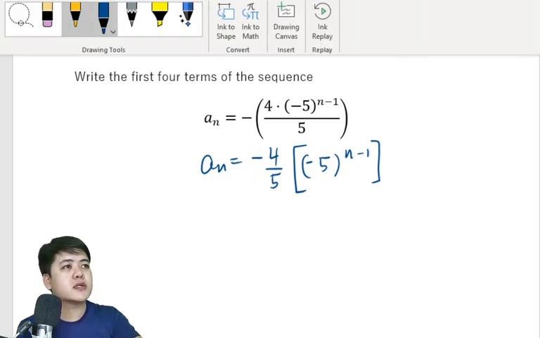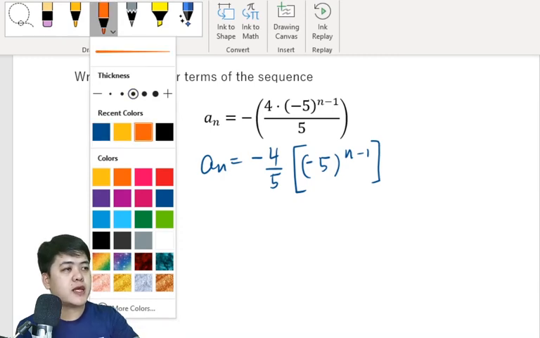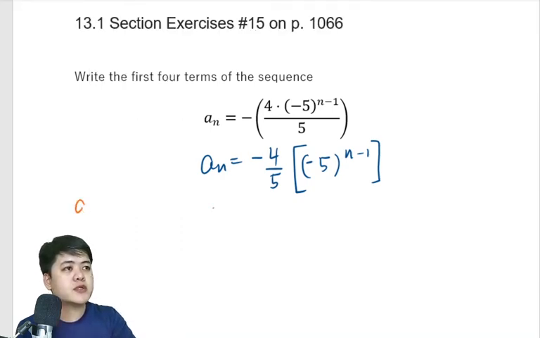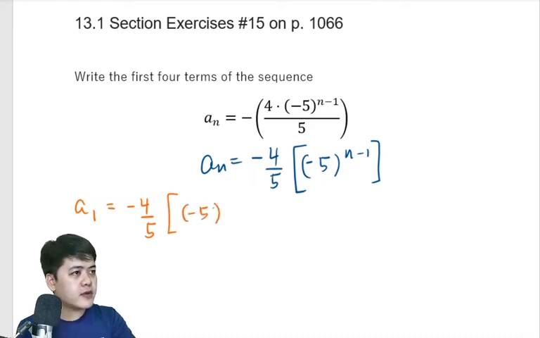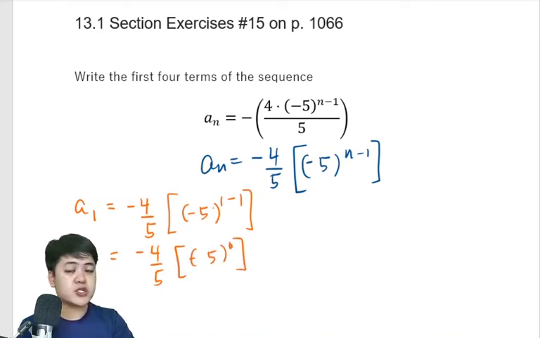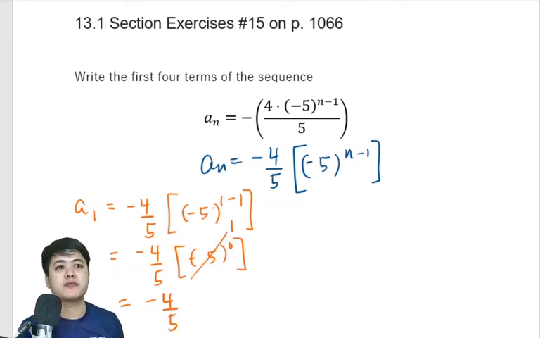Sige, let's get a sub 1. The first term, a sub 1, is equal to, substitute 1, so we have negative 4 over 5 times negative 5 raised to 1 minus 1, which will give us negative 4 over 5 times negative 5 raised to 0, which of course will be 1. So we're left with negative 4 over 5. So that's our first term.